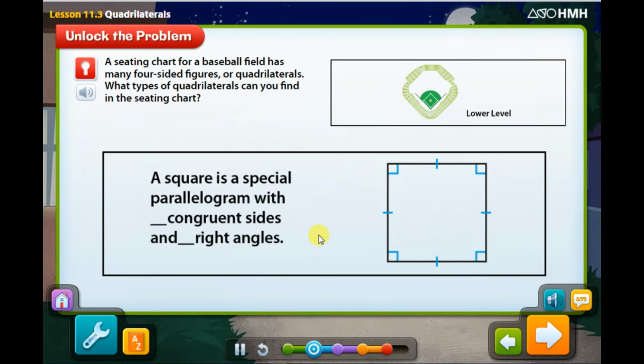Next, let's take a look at a square. Okay, a square is a special parallelogram with how many congruent sides? How many equal sides? Four. And how many right angles? Right angles we have also four. A square is also a parallelogram. It has four congruent sides and four right angles.